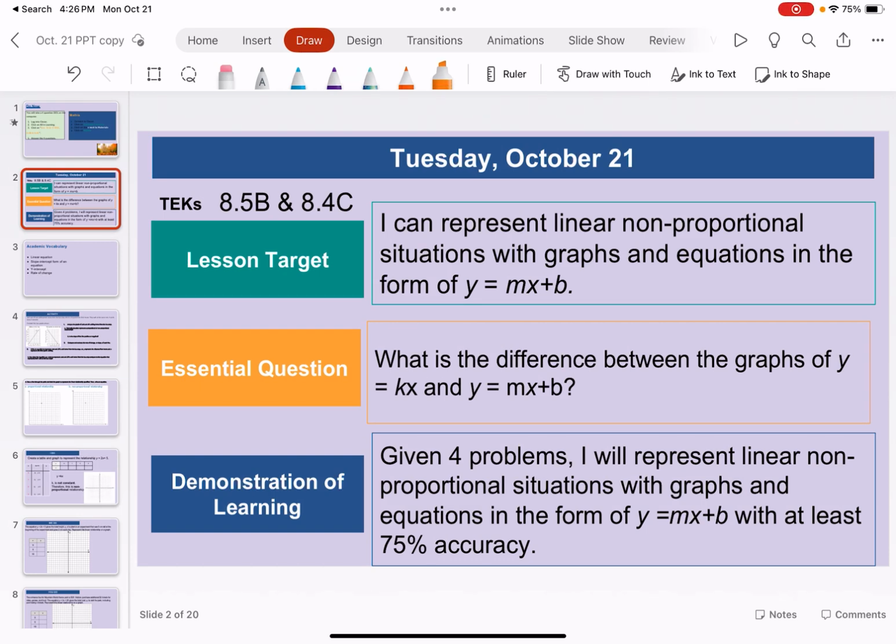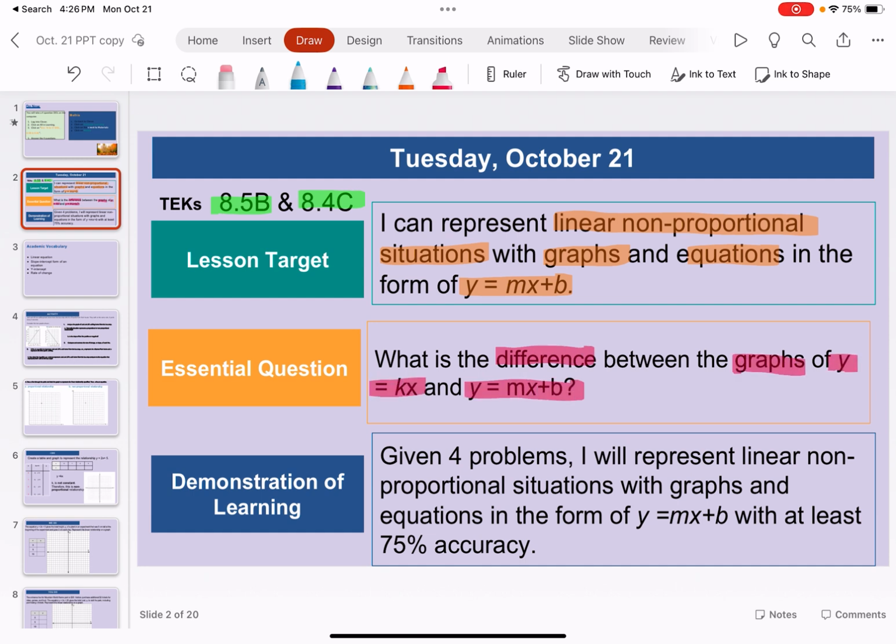Welcome to today's lesson on representing linear non-proportional situations with graphs and equations in the form of y equals mx plus b. We have two TEKs that we're working on today: 8.5b and 8.4c. Our essential question is, what is the difference between the graphs of y equals kx and y equals mx plus b?